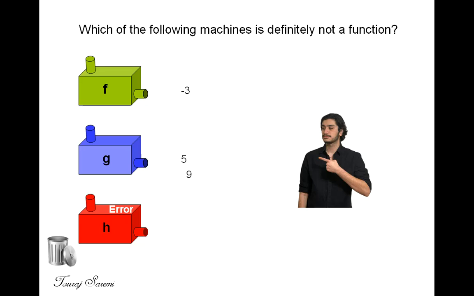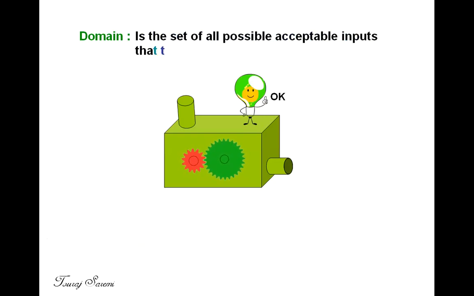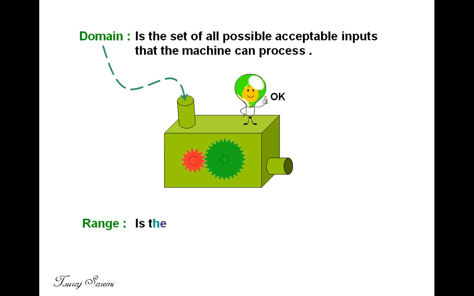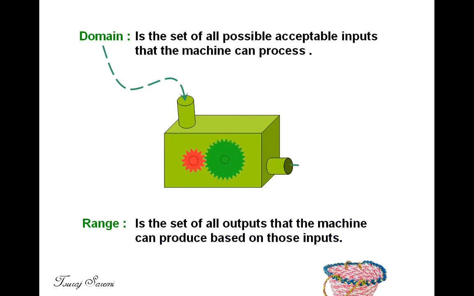Definitely the G machine. Domain is the set of all possible acceptable inputs that the machine can process. Range is the set of all outputs that the machine can produce based on those inputs.